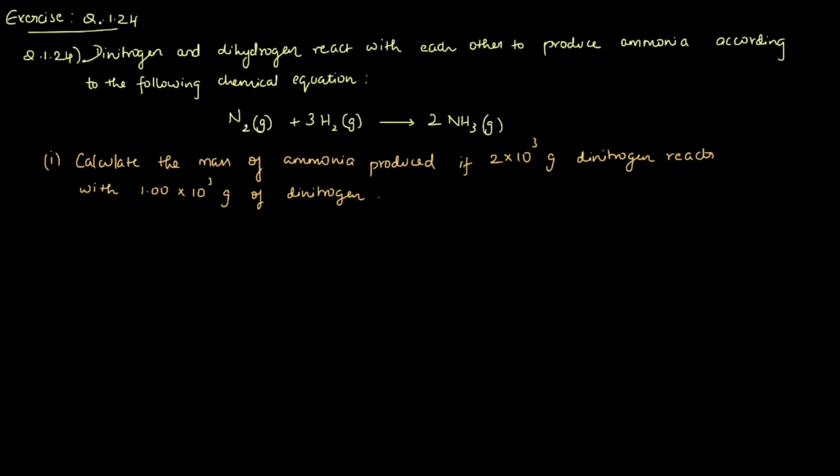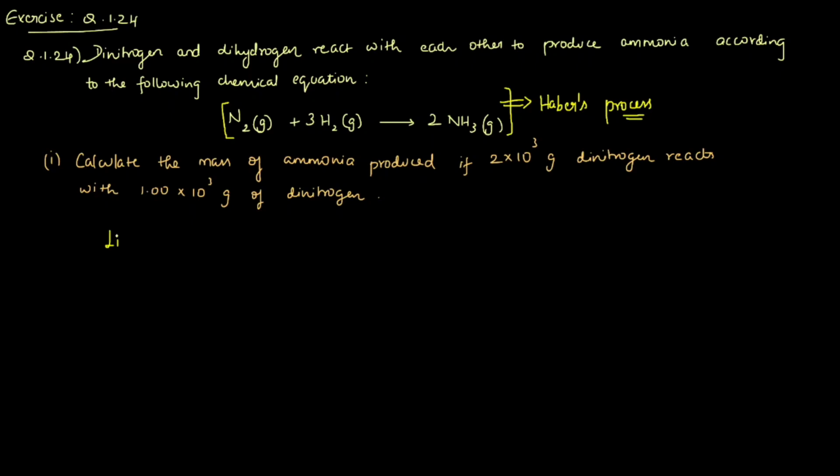Now we'll look into question 1.24. Dinitrogen and dihydrogen react with each other to produce ammonia according to the chemical equation. Calculate the mass of ammonia produced if 2 into 10 power 3 grams dinitrogen reacts with 1 into 10 power 3 grams of dihydrogen. Sorry, I wrote dinitrogen again, but it is dihydrogen.